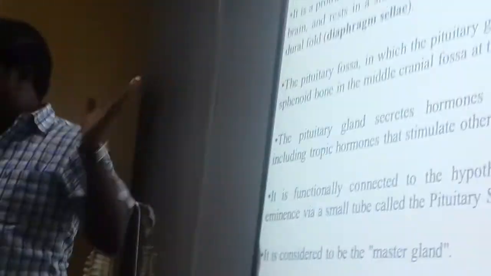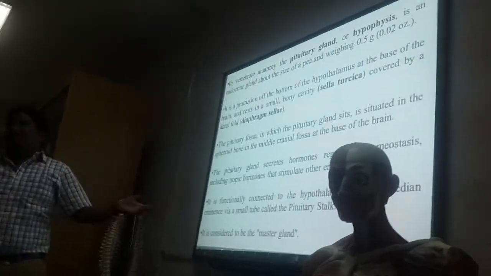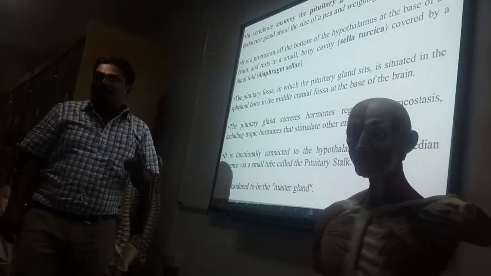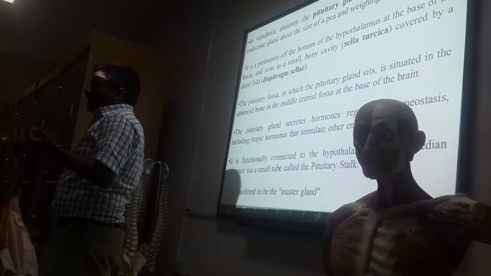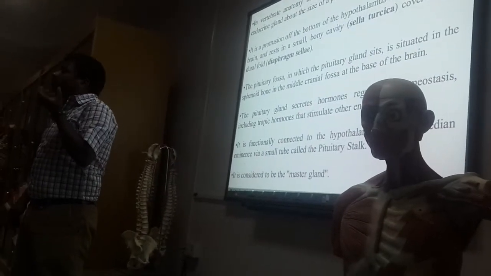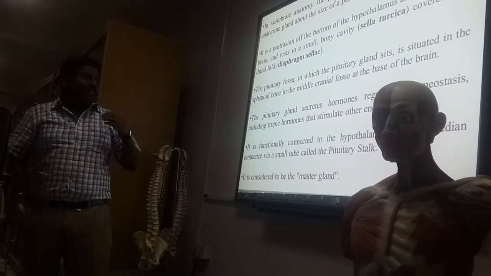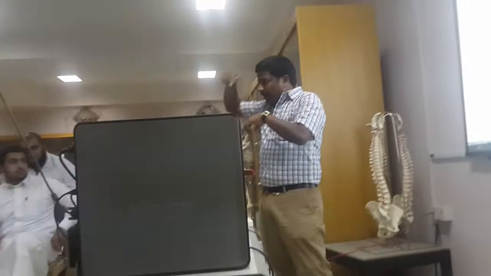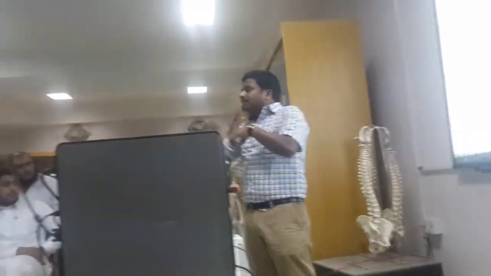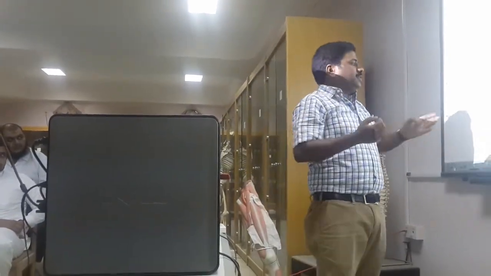So let's begin with a few salient features of the pituitary gland. As I explained already, it's the size of a peanut, weighs less than a gram, about 0.5 gram, situated in the sella turcica, which is there in the sphenoid bone of the middle cranial fossa. This sella turcica is closed by a diaphragma sellae through which the pituitary stalk pierces, and from the pituitary stalk you have the hanging of the pituitary gland.